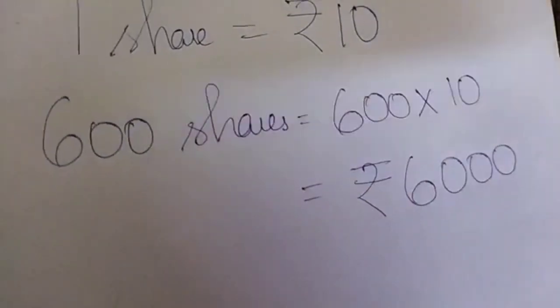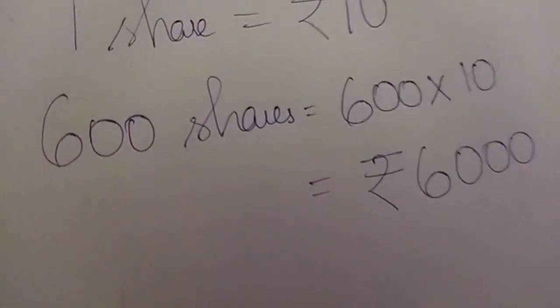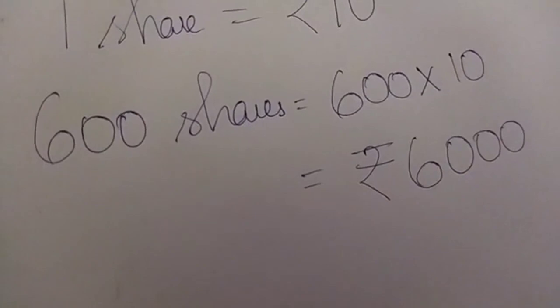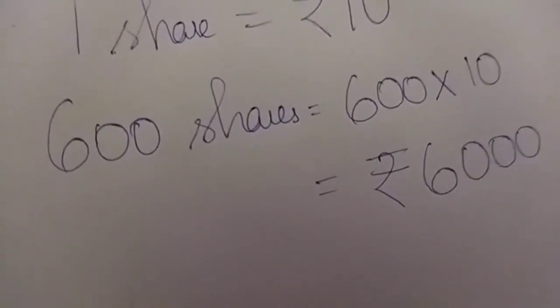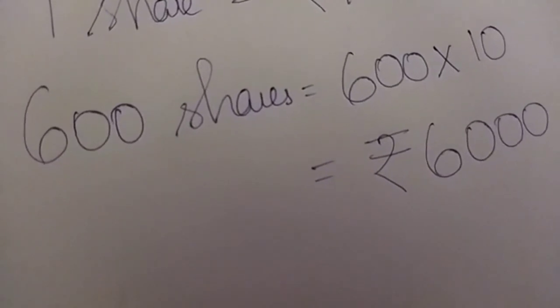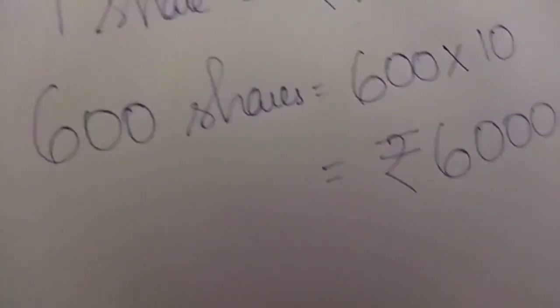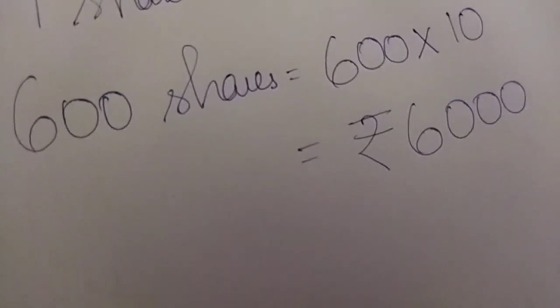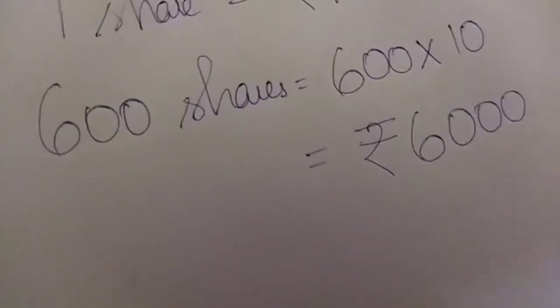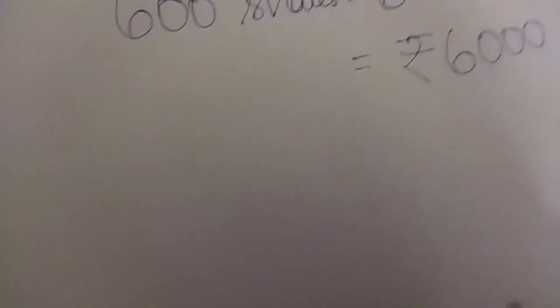Now we need to find how much dividend they get from 6,000 rupees. Dividend means the interest we gain from shares. The interest we gain from money we lend is called interest, simple interest or compound interest. The money we gain from shares is called dividend. Okay, so for dividend it is rupees 6,000.